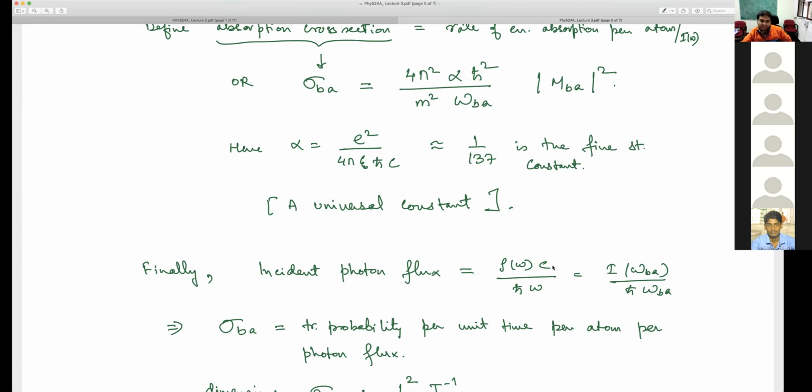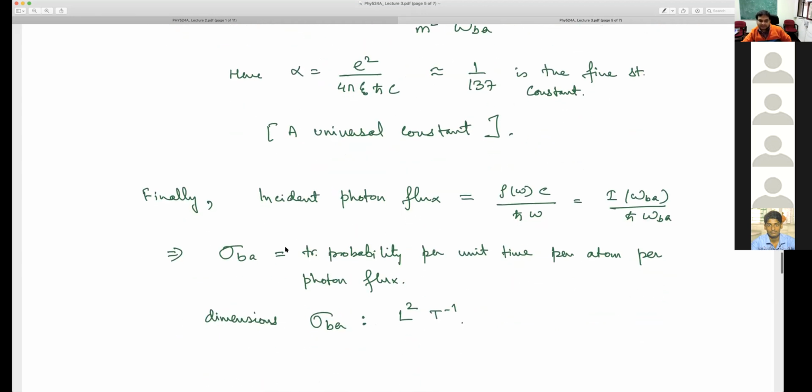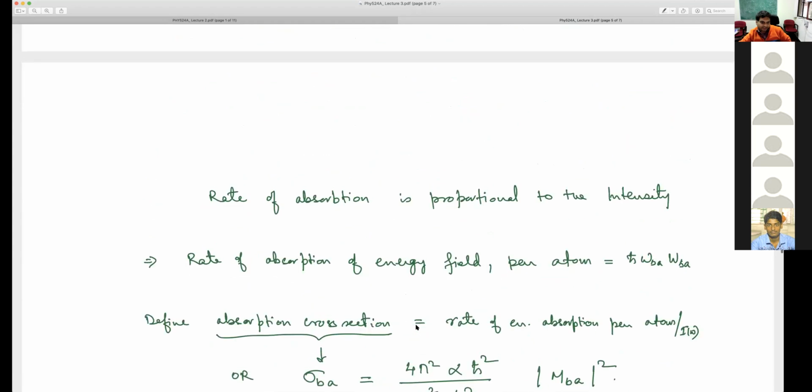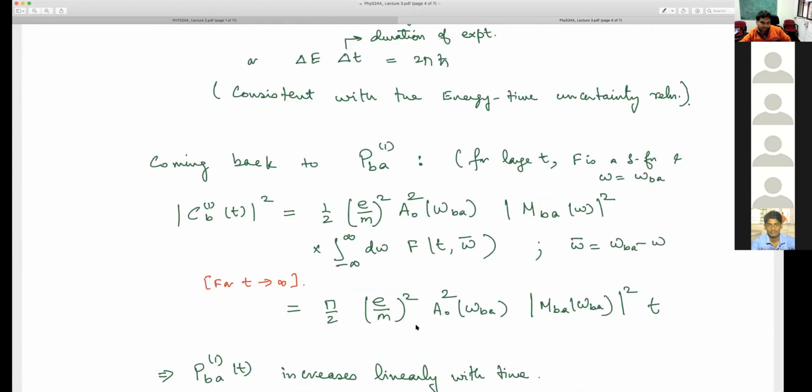And if I do that, then this quantity is basically I(omega BA) divided by h bar omega BA. And sigma BA, you can also say, is the transition probability per unit time, per atom, per photon flux. And the dimension of this quantity sigma BA is length squared divided by time. So that's all I have about the absorption.